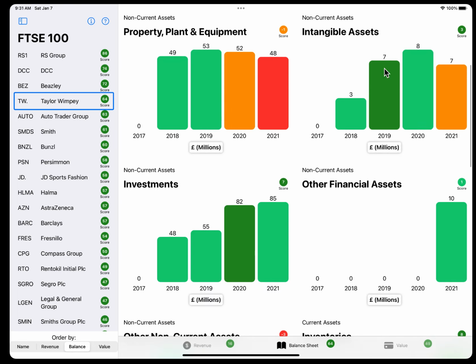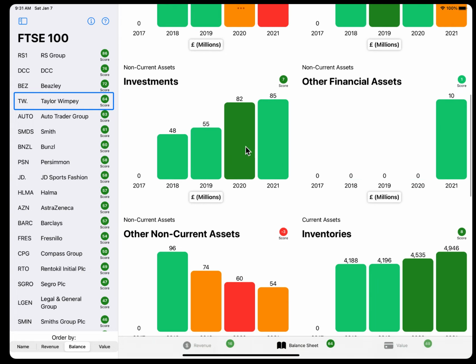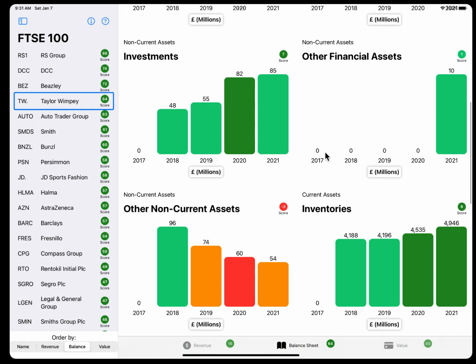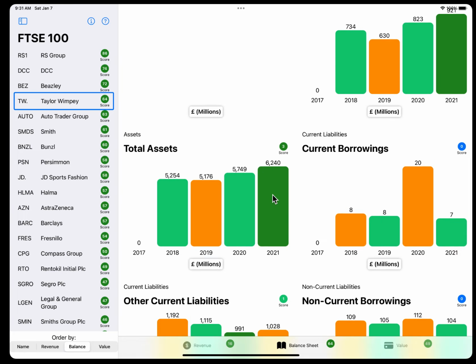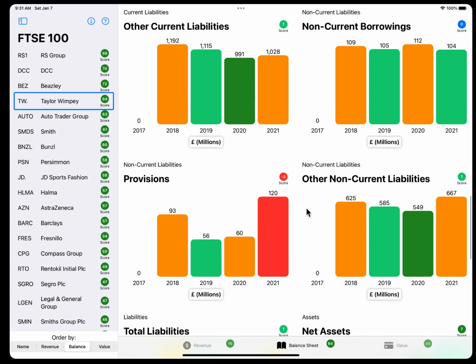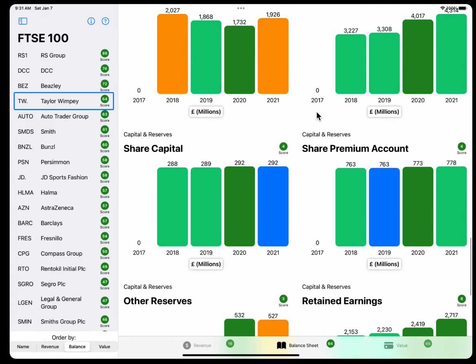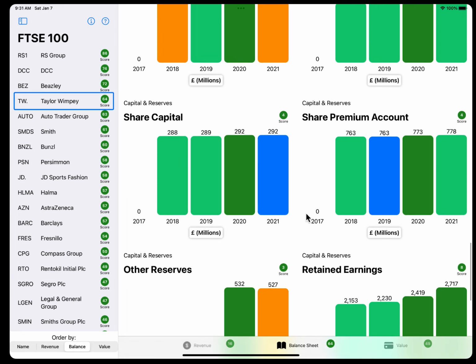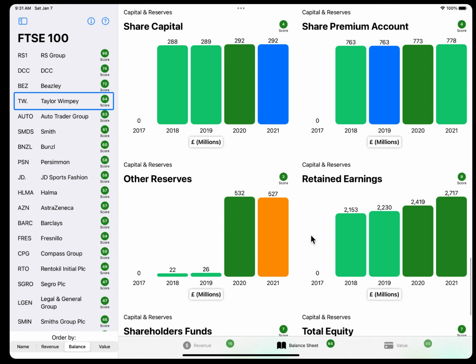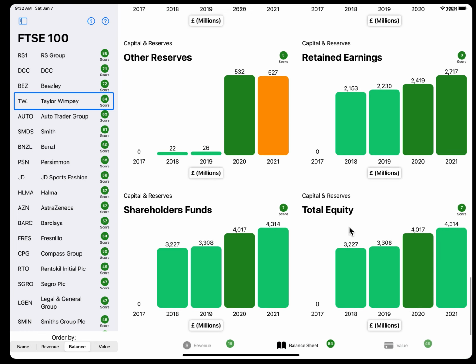So as you can see, the balance sheet is actually, well, for property, it's fairly stable there. And intangible assets kind of going up, kind of coming down. But other things like investments going up, inventories going up, total assets going up nicely, and then net assets going up, share capital fairly stable, retained earnings, nice, going up, total equity going up, shareholder funds going up. So it's all looking good from the balance sheet point of view. So they've got a strong balance sheet.